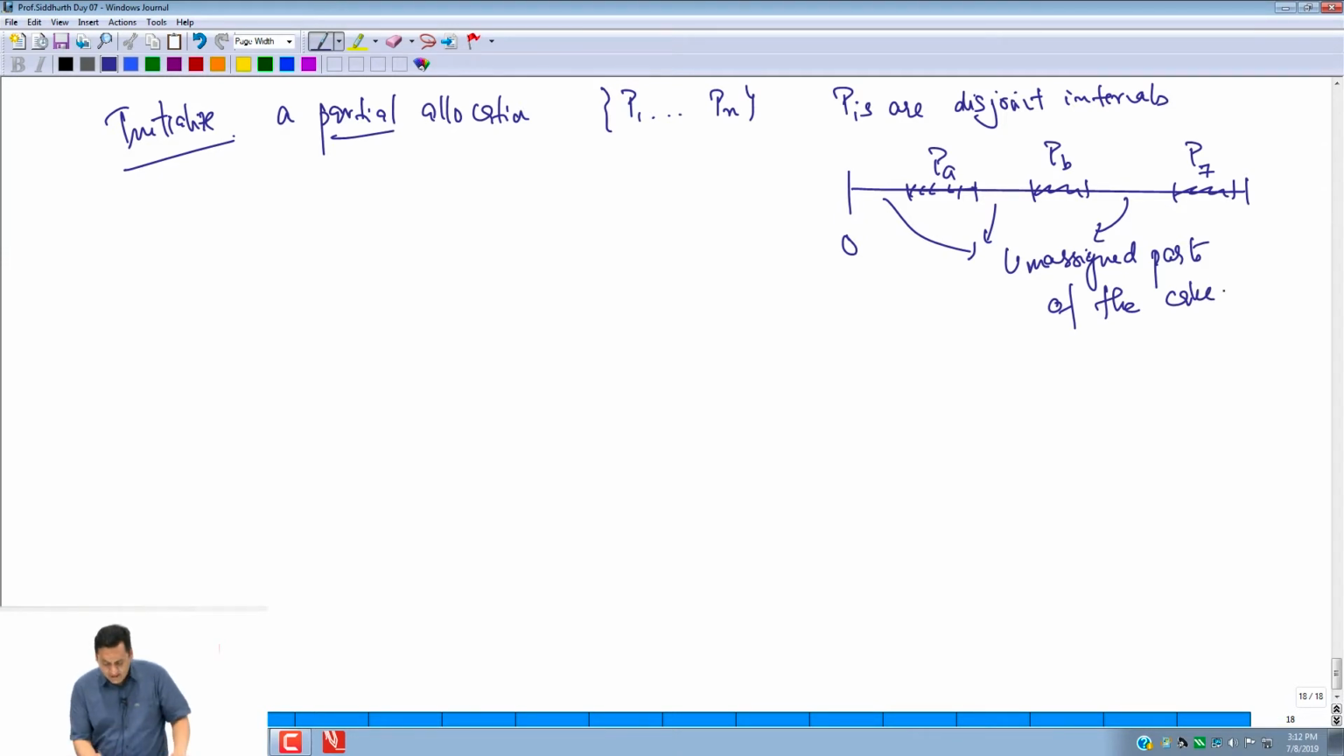So there are n intervals. How many unassigned intervals can there be? I give you the segment and I'm giving you n disjoint intervals on it. They might cover the whole cake, might not, but how many unassigned intervals will be induced? What is that? At most n plus 1, right?